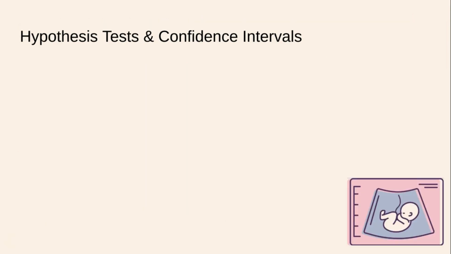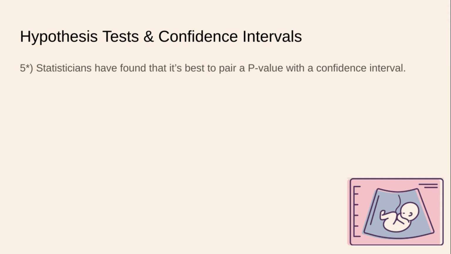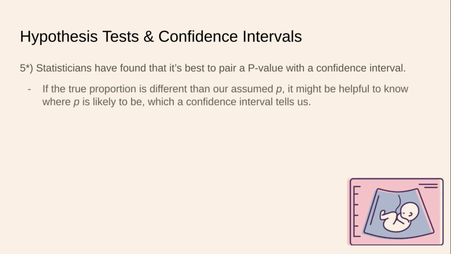So let's apply that to our example involving fertility in a certain region of India. Statisticians have found that it's best to pair a p-value with a confidence interval. So that is a step 5, and I'll put an asterisk there. It's not part of a hypothesis test, but it is helpful to pair with a hypothesis test. If the true proportion is different than our assumed population proportion, it might be helpful to know where p is likely to be, which the confidence interval tells us. So if there's a significant difference, where is the population proportion?